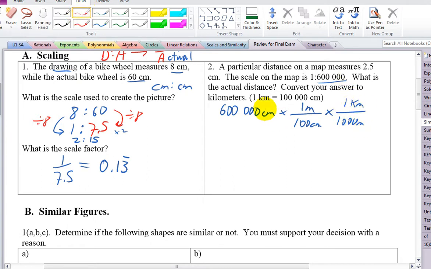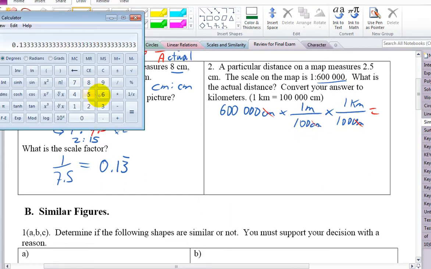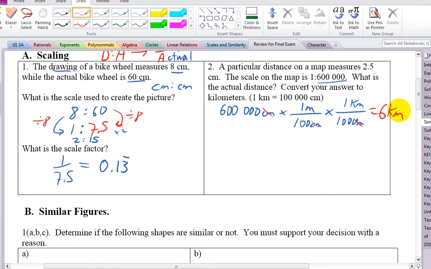So our units cancel. And most of you are probably just going to do this on your calculator because you realize, hey, I'm just really dividing by 100, then dividing by 1,000. And so we get 600,000 divided by 100, divided by 1,000. That equals 6 kilometers. So our scale could be 1 centimeter represents 6 kilometers. That equals 2.5 centimeters. And you've got to figure out x. And that'll be in kilometers. Okay, because the bottom of our fraction is in kilometers, that means x will be figured out in kilometers.